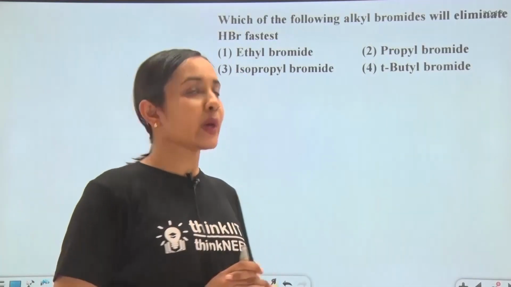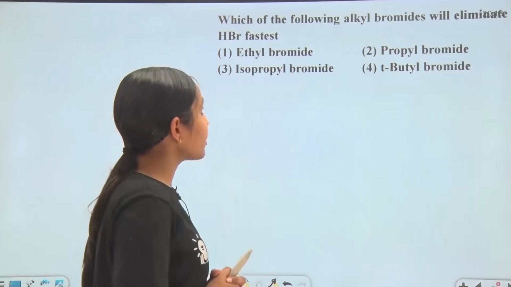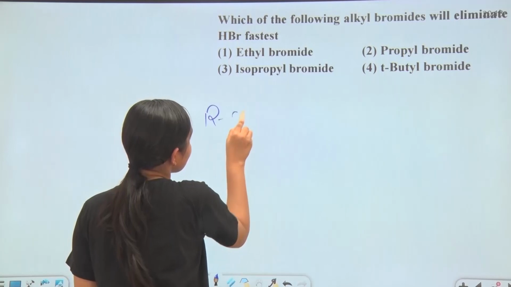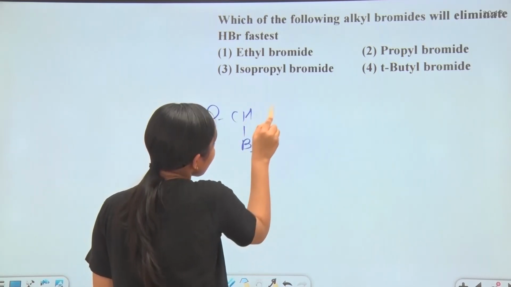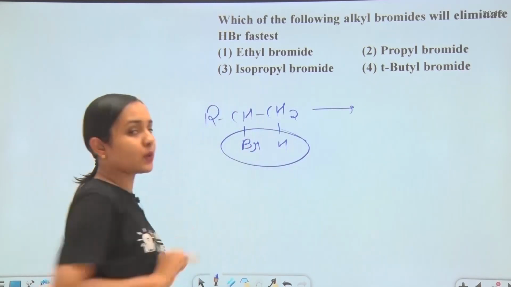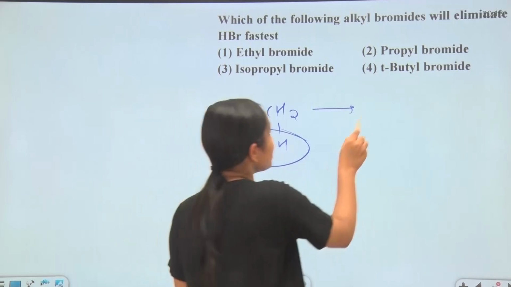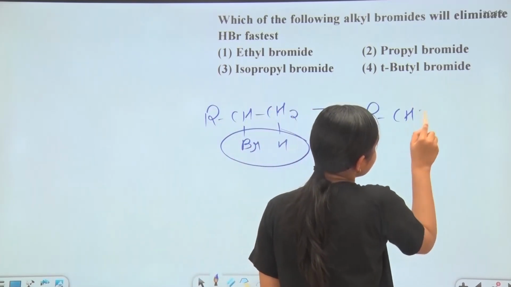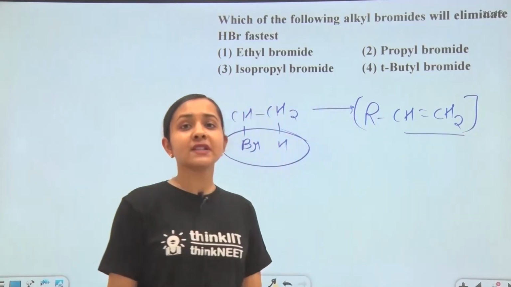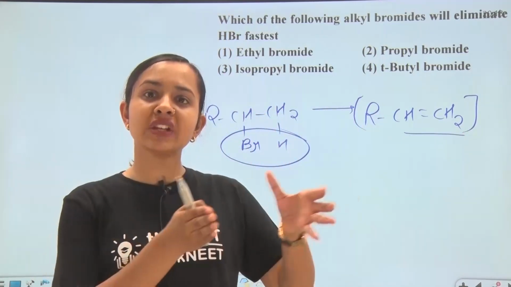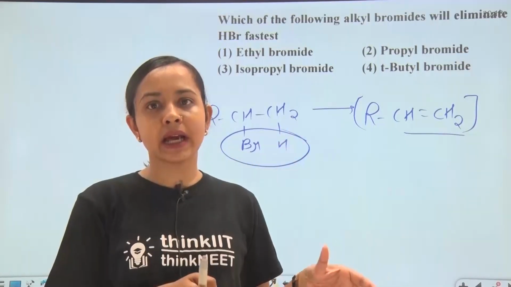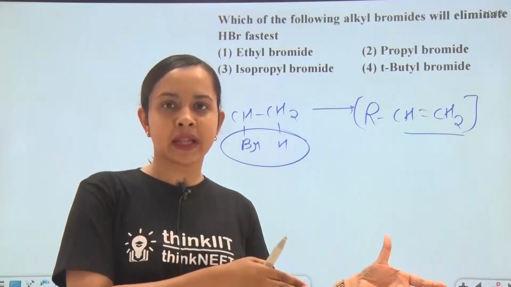Hello dear students, so our next question is, which of the following alkyl bromides will eliminate HBr fastest, right? Students, suppose you have an alkyl bromide RCHBrCH3, and in this reaction sequence HBr is eliminated, and the formation of this alkene will take place, right? So basically, if this alkene will be more stable, then the reaction will proceed with the fastest rate, right?